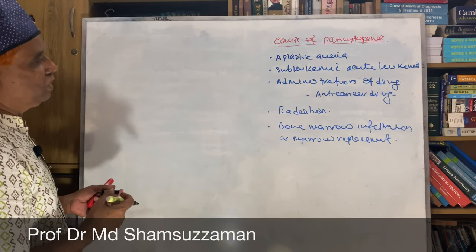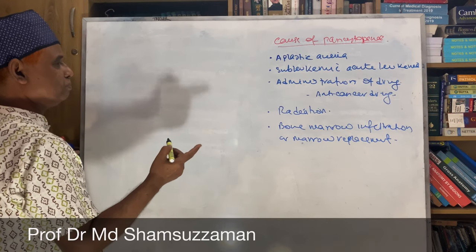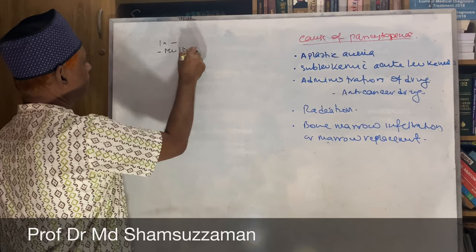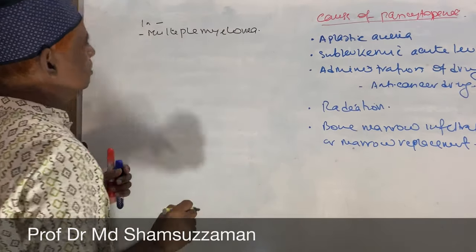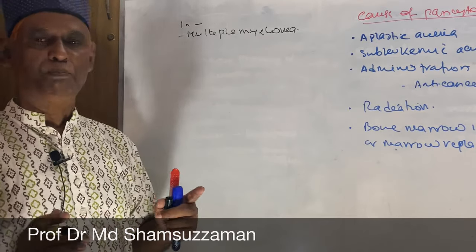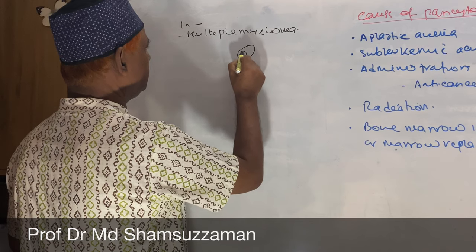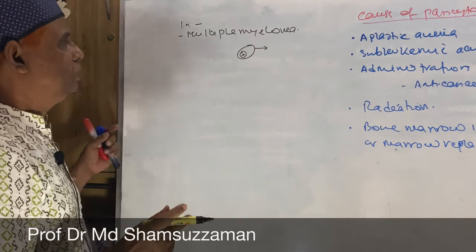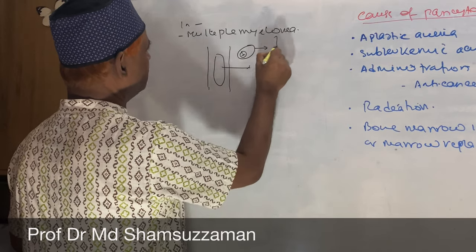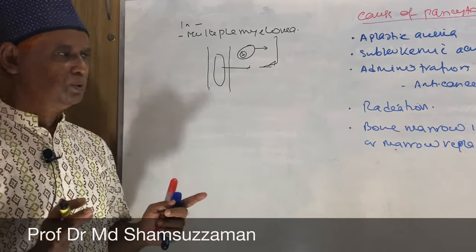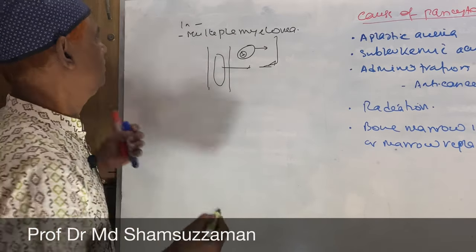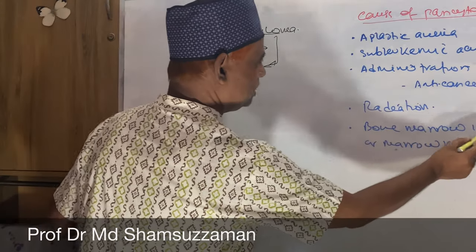What are the causes of bone marrow infiltration or replacement? Number one, multiple myeloma. You know, multiple myeloma is the malignant neoplasm of plasma cell. This is the plasma cell, eccentric nucleus, cartwheel appearance. This plasma cell produces antibody. This plasma cell in the bone marrow develops a cancer called myeloma or multiple myeloma. If this cancer occurs in the bone marrow, there will be disturbed marrow and decreased RBC, WBC, platelet production. So this is one of the causes of bone marrow infiltration or replacement.